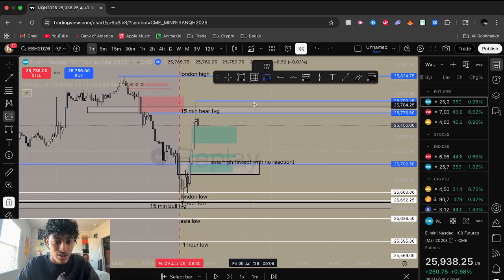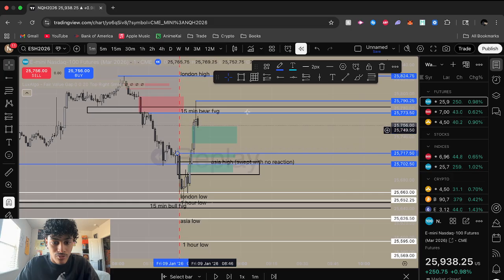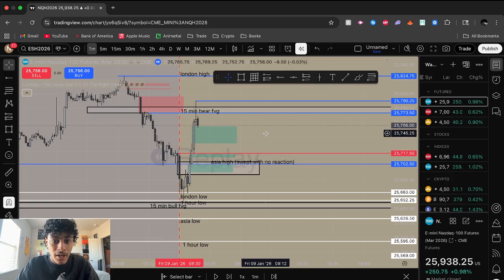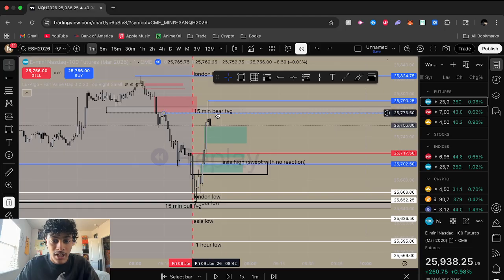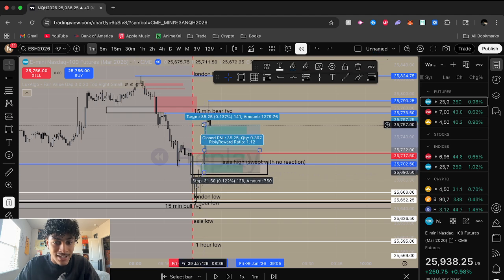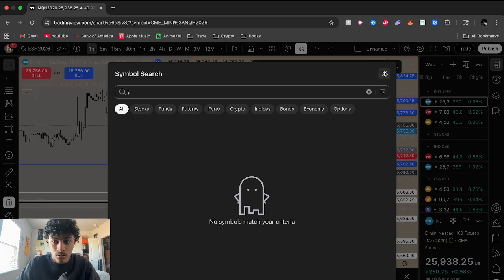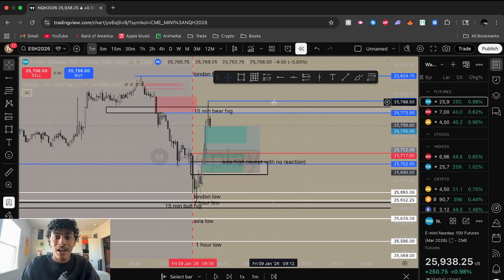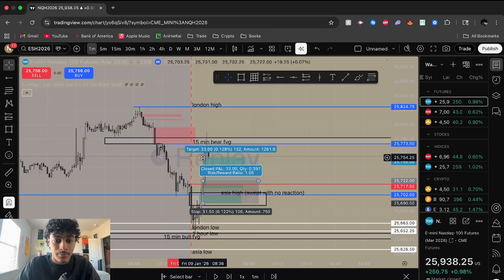So now, what do I see? With this inversion and breaking this 1 minute structure right here, I can tell that minimum we're gonna take out this 15-minute bearish value gap. Maybe we could see a faltering reaction off of it towards the downside, but I can tell for sure we will take out this bearish value gap, and if we maintain the structure, we could even go out and take this London high out. So now what do I target? I target the London high.